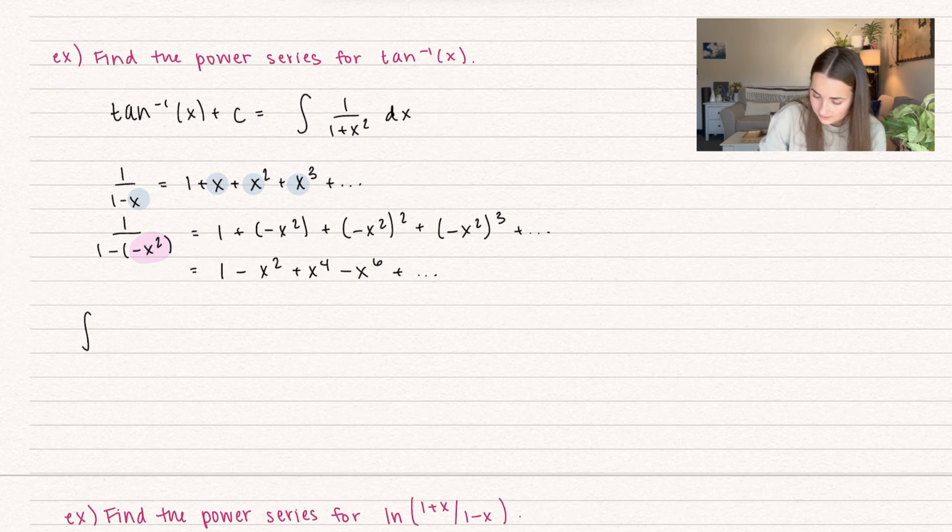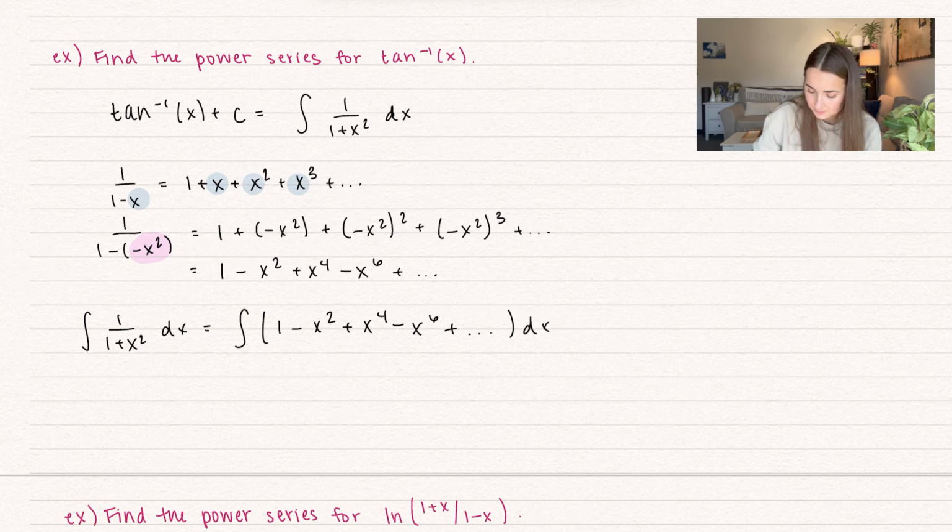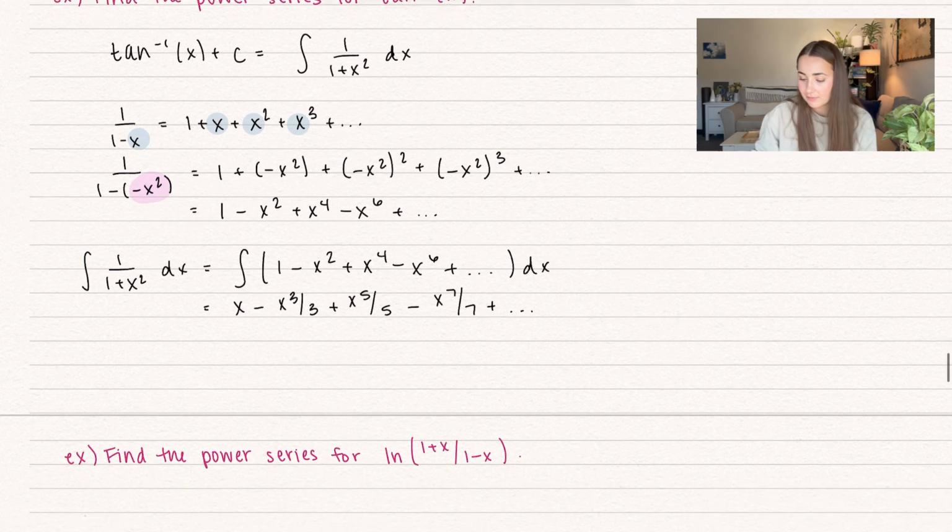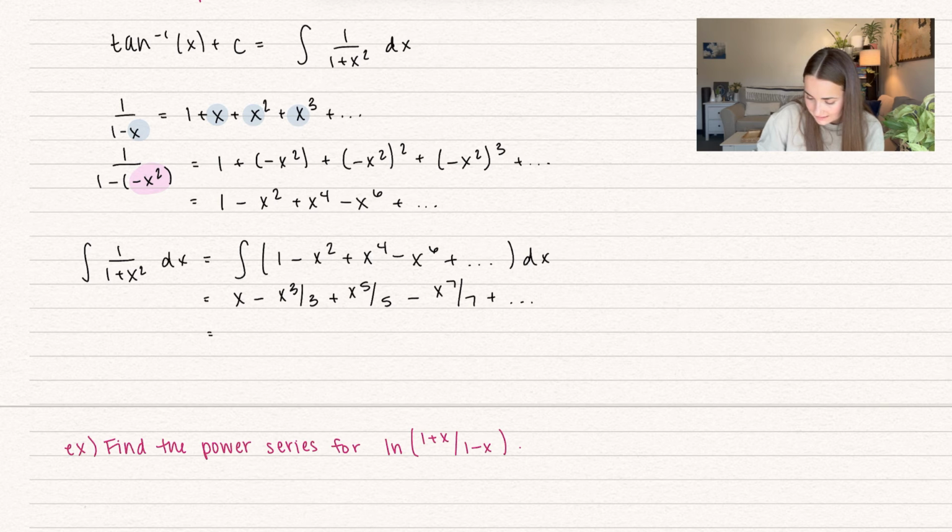So the integral of 1 over 1 plus x squared dx is equal to the integral of 1 minus x squared plus x to the fourth minus x to the sixth plus blah, blah, blah dx. So when we take the antiderivative, we get x minus x cubed divided by 3, plus x to the power 5 divided by 5 minus x to the 7 divided by 7 plus blah, blah, blah. So we can go ahead and try to write this as a series. We get the summation n equals something to infinity. Make sure to do that at the end.